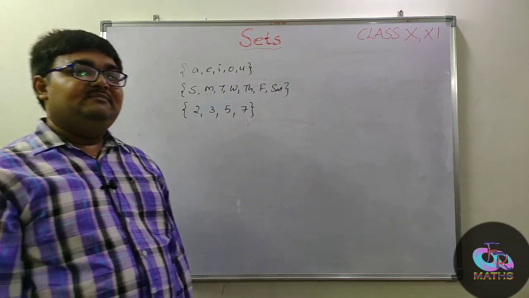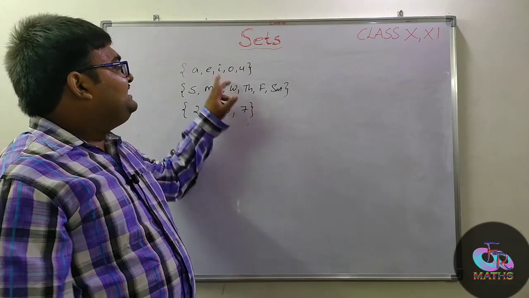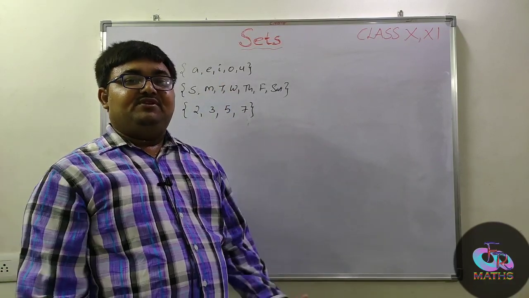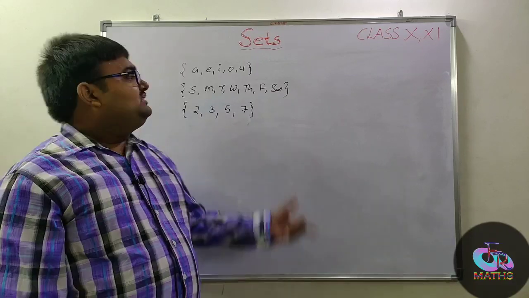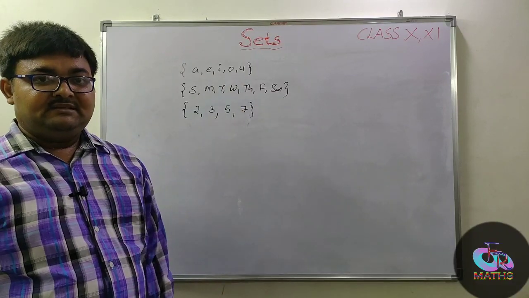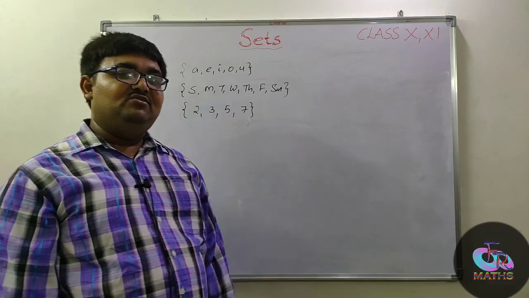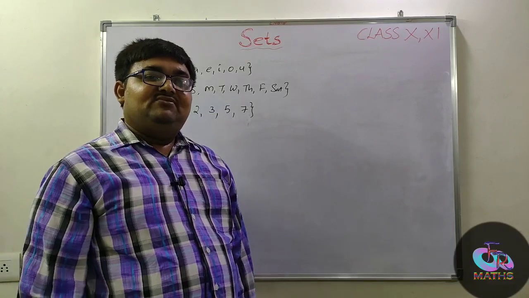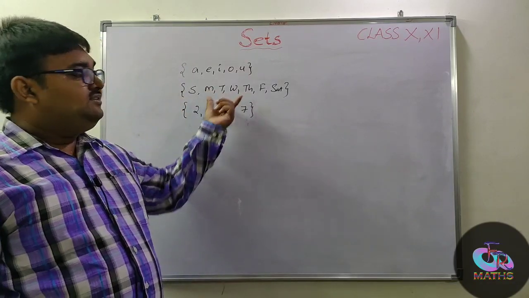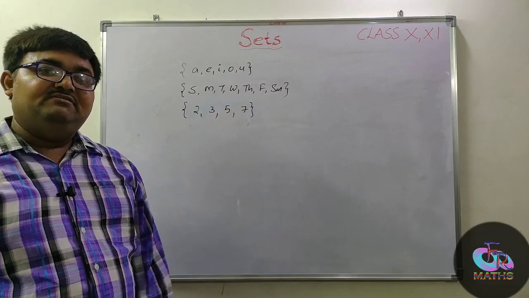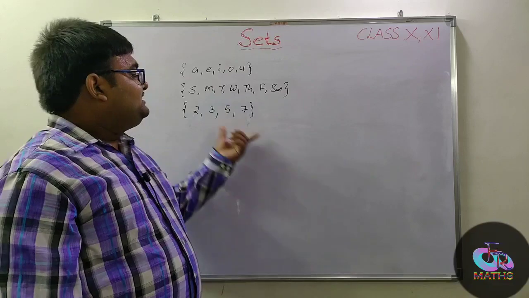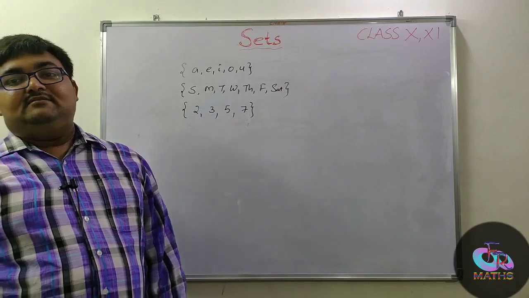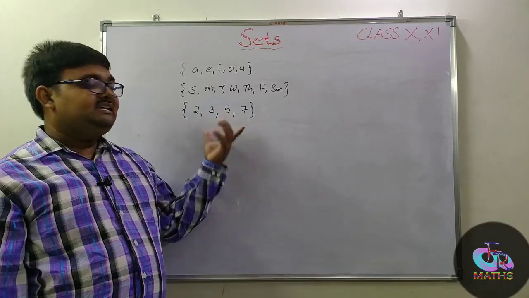So why are we calling them sets? Because they are all well defined. If you ask anyone what the vowels of English are, they will say these 5 only, because it is well defined. Everyone knows these 5 vowels. The same way, if you ask about days of a week, everyone will say the same answer, because it is well defined. The same way, for prime numbers less than 10, they will give the same answer.